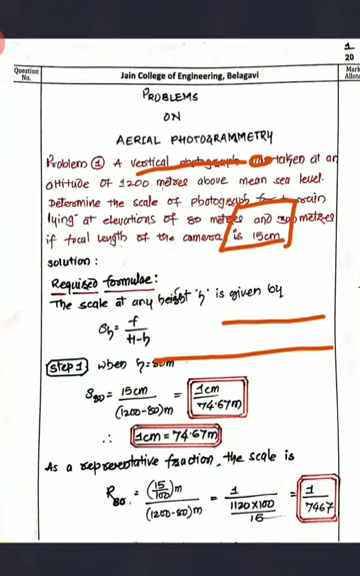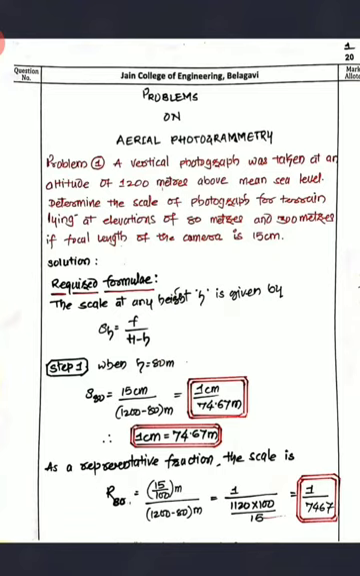So two different locations they have given. One is when the ground elevation is 80 meters, and the other when the ground elevation is 300 meters. Along with that they have given the focal length of 15 centimeter. Now your intention is to determine the scale. Now we'll solve this problem.